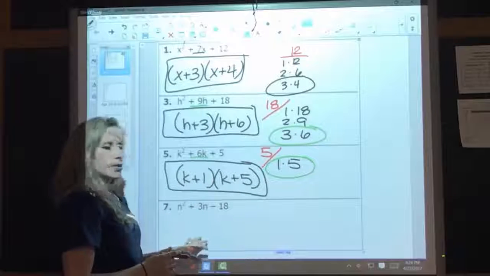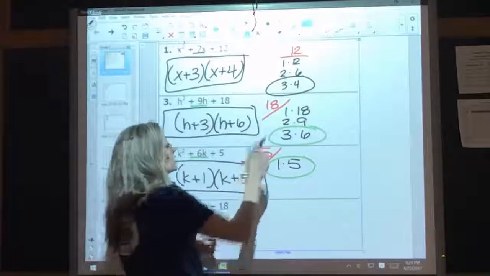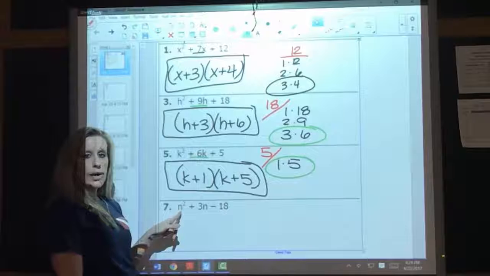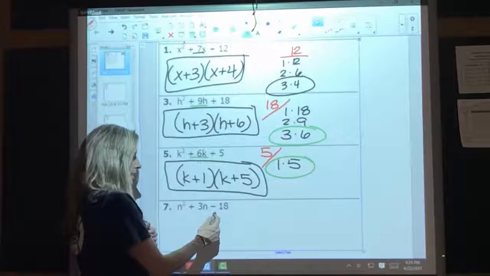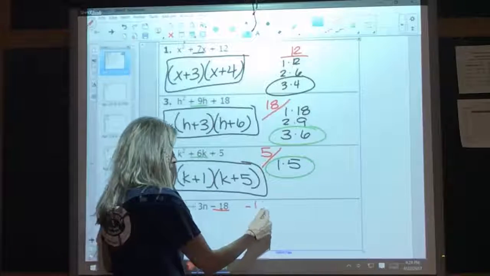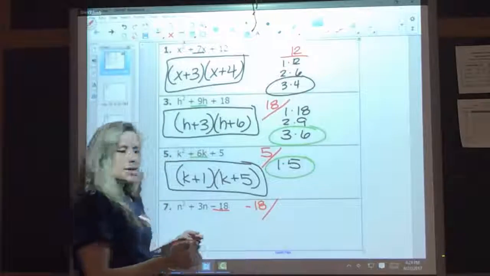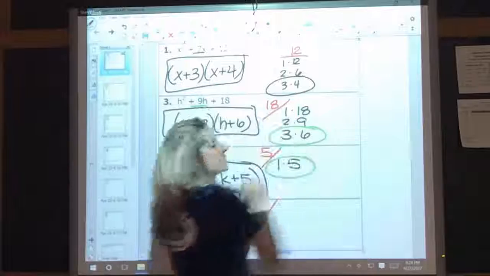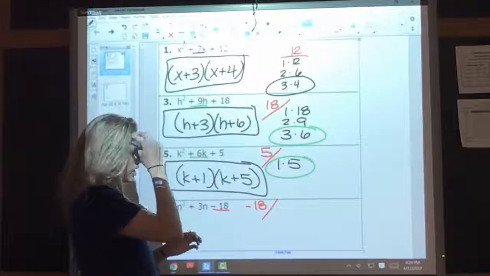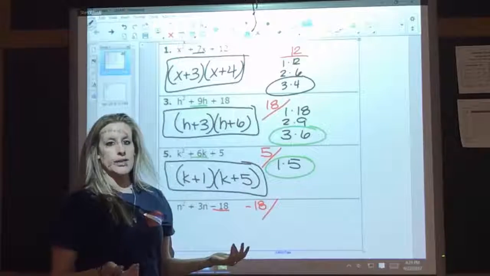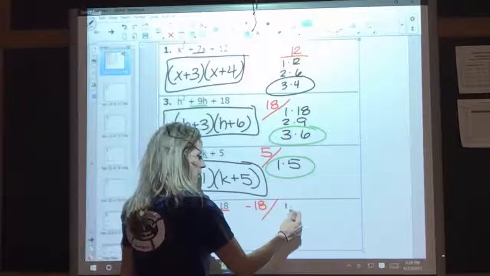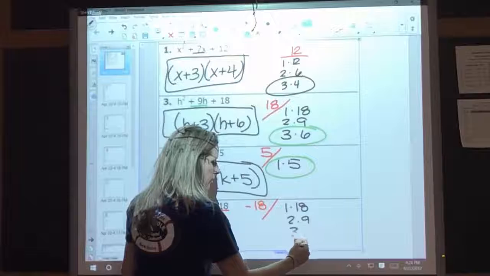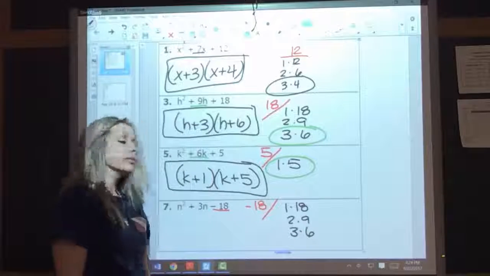All right, we're going to do number 7 together, and then I'll let y'all do some on your own. So look at n squared. We don't have a number in front, so I'm going to take this negative 18. Now, whenever you figure out the factors of negative 18, don't worry about the negative yet. Just figure out what times what gives you 18. So 1 times 18, 2 times 9, 3 times 6, right?